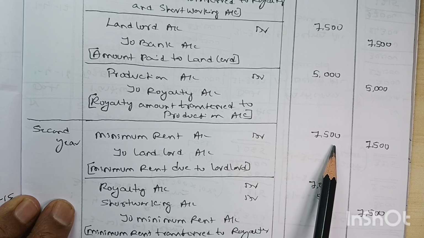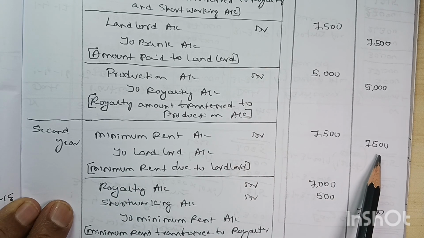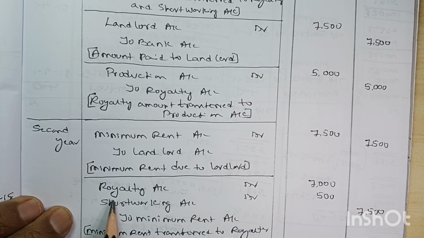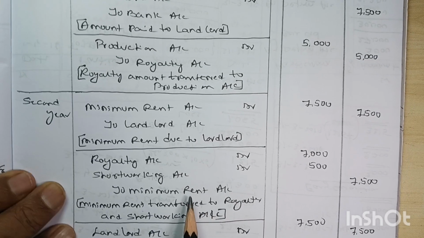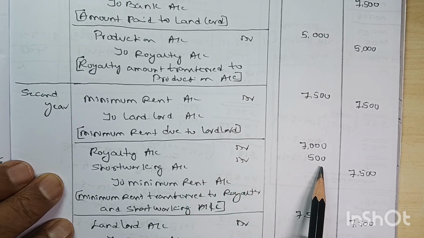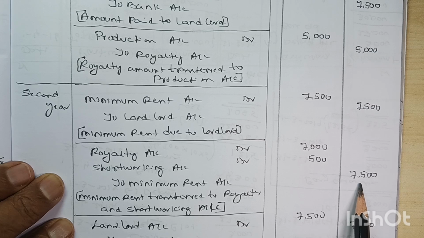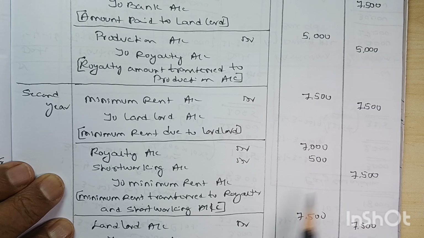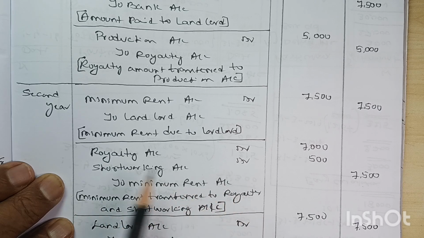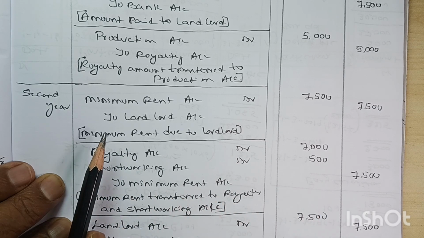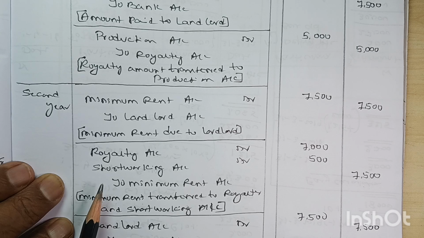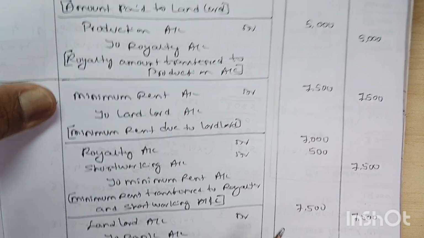Minimum rent account debtor 7,500 to landlord account 7,500. Then royalty account debtor 7,000, short working account debtor 500 to minimum rent account 7,500. That means here, once again, if you cancel debit and credit, it becomes royalty account debtor, short working account debtor to landlord account, but you are writing the journal entry with minimum rent. I have given you the narration also: minimum rent due to landlord, minimum rent transferred to royalty and short working account.